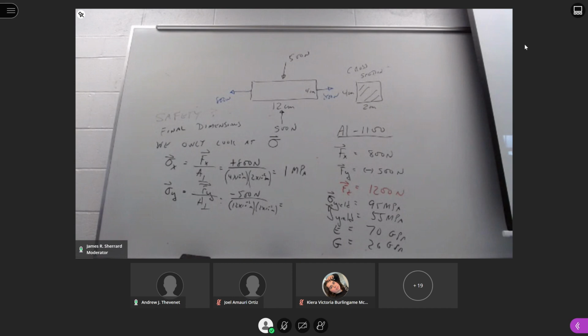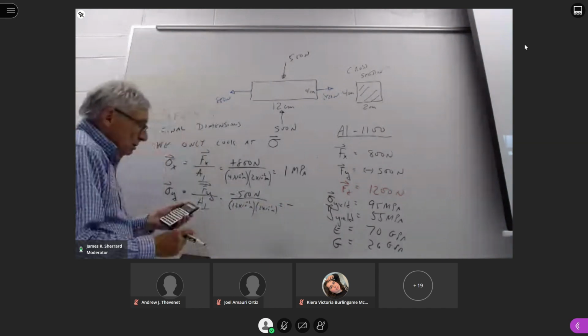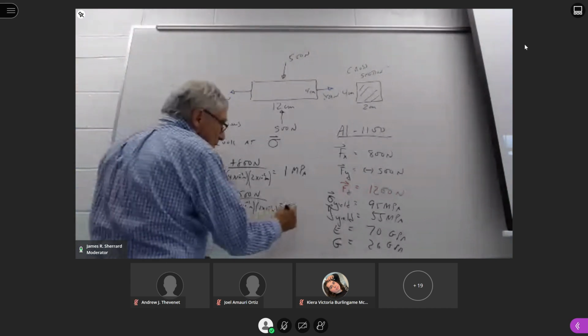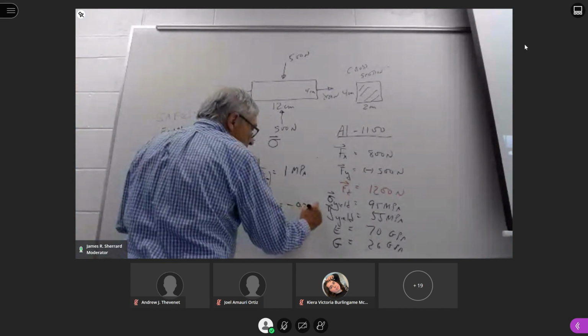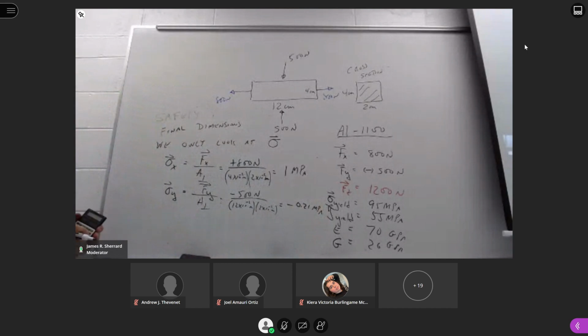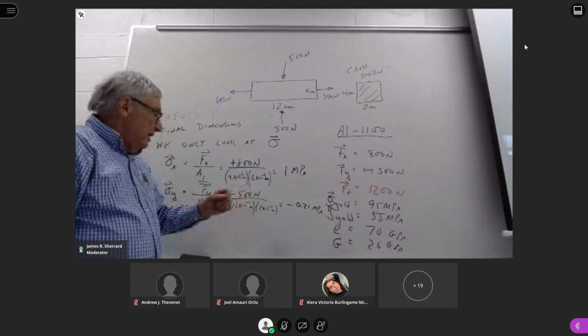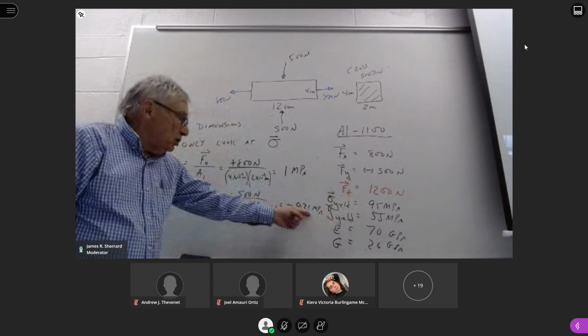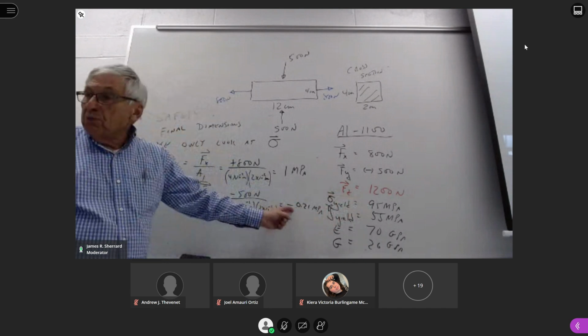Negative 0.21 pascals. Okay, what'd you get? Negative 0.21. 0.21 megapascals. Okay. So again, we need to compare this back to the yield value, which is 95, much less. Does it make any difference if this is plus or minus?